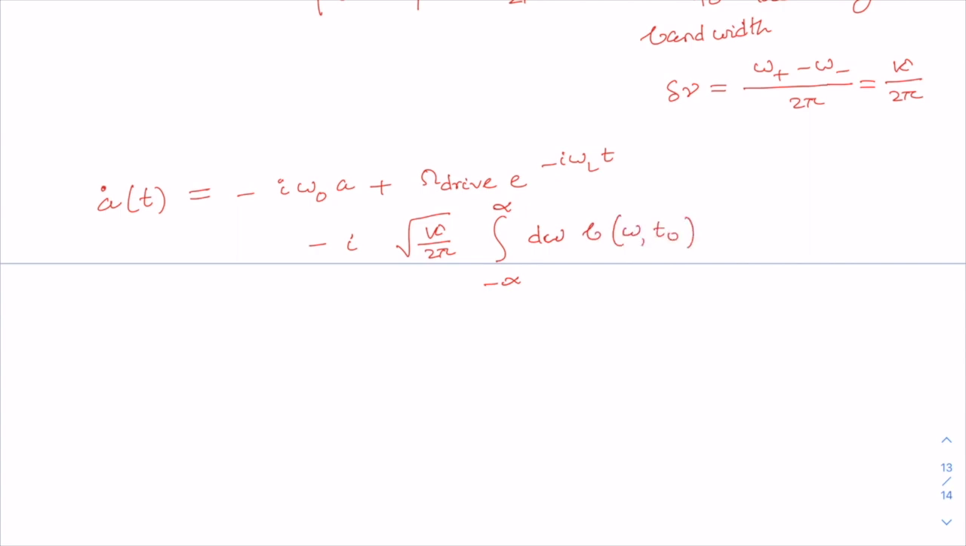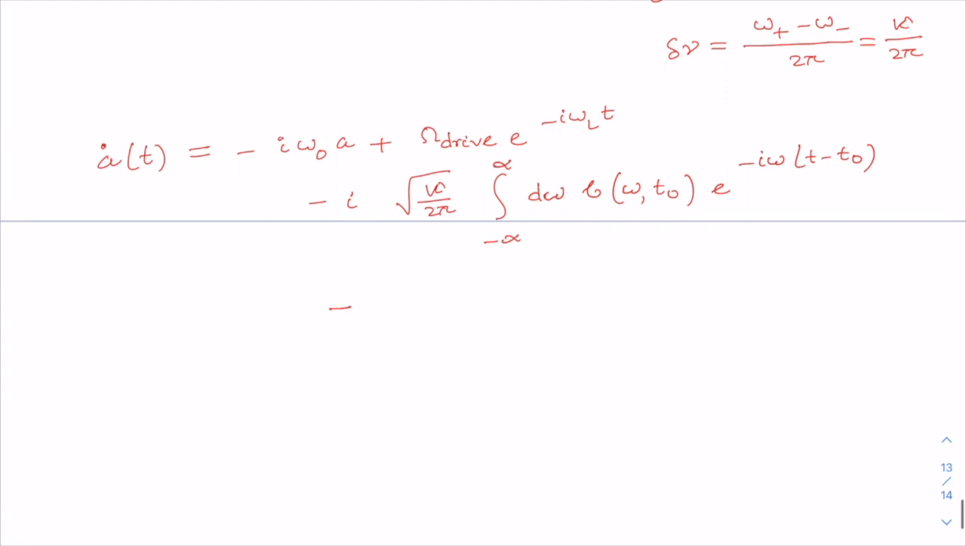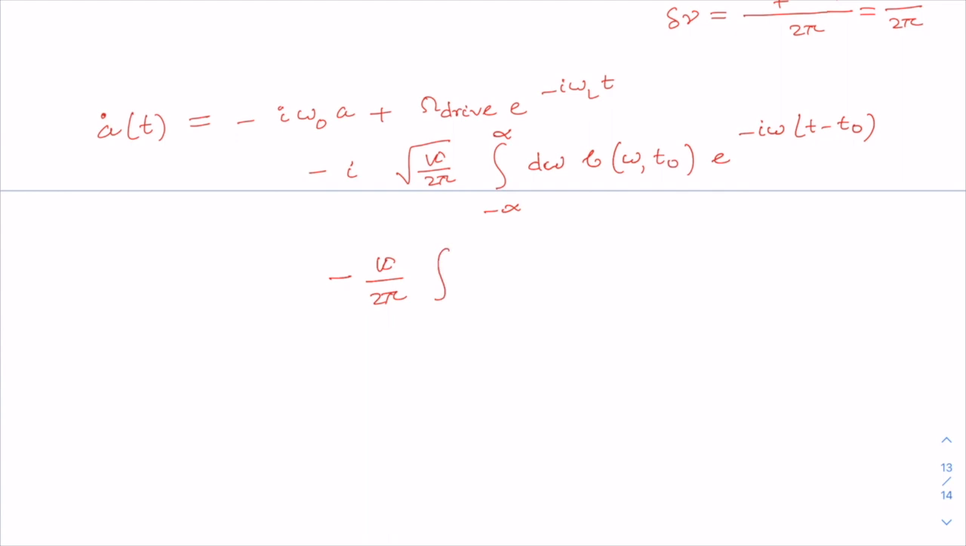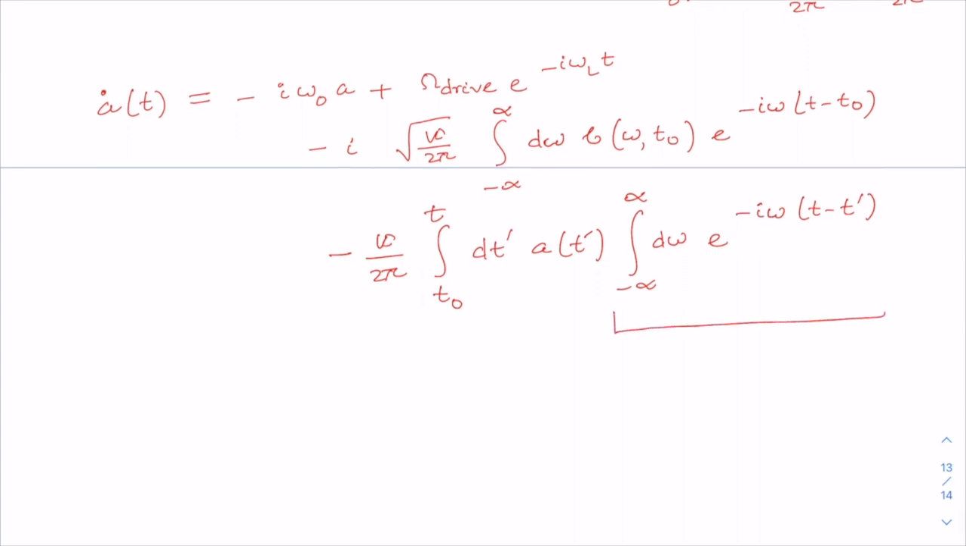B of omega at t0 e to the power minus i omega (t minus t0), minus kappa by 2 pi. I am basically replacing the coupling by square root of kappa by 2 pi, since mod capital omega square is equal to kappa by 2 pi. So I'm only rewriting it, nothing new here. Then t0 to t dt dash A of t dash, integration minus infinity to plus infinity d omega e to the power minus i omega (t minus t dash). Now you may recognize that this particular term is nothing but the Dirac delta function, 2 pi delta of t minus t dash.